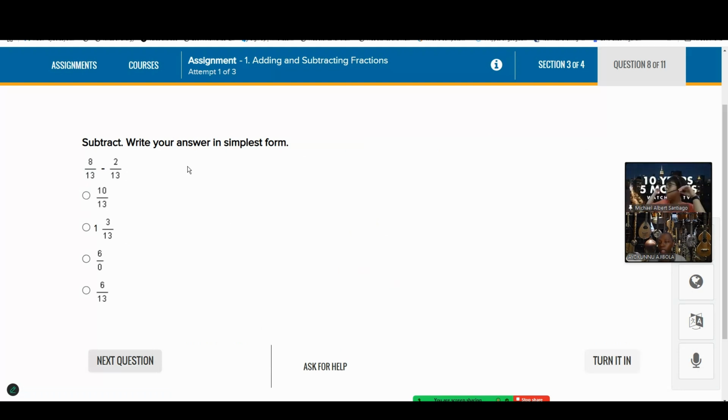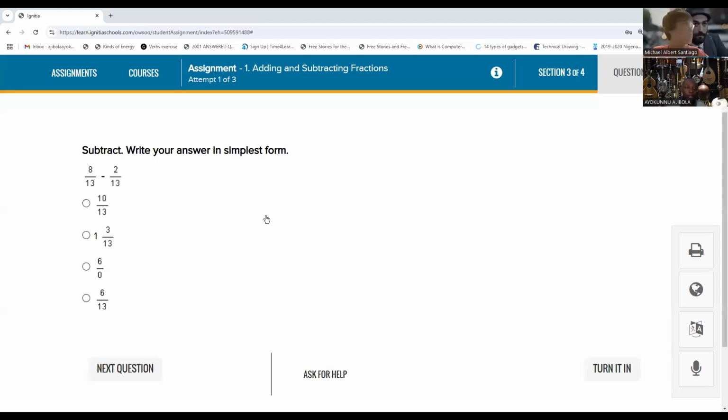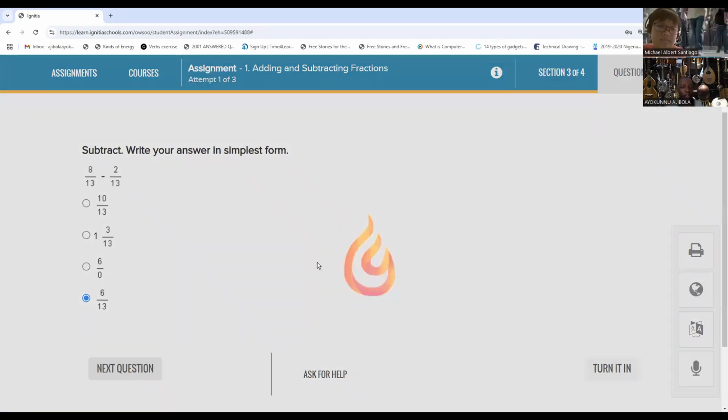Subtract and write your answer in simplest form. So we want to continue right away, and we want to subtract 2 over 13 from 8 over 13. What is 8 minus 2? That is 6 over 13, okay? Okay. Then let's go to the next question.